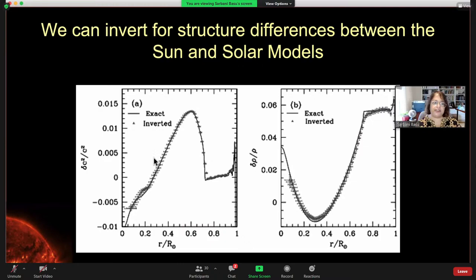And this figure just shows the inverted and exact relative sound speed difference and relative density difference between two solar models, using modes that can be observed. And you can see that the inverted and exact match quite well. So this lets us figure out whether the models of the solar interior are any good.